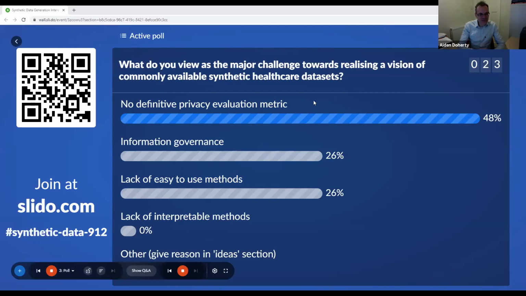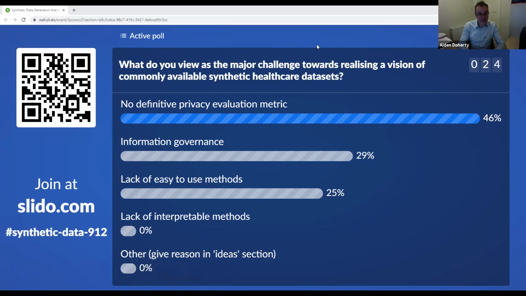And with interest, as I look at Fran's screen here, we didn't try and stage it this way, so I think it's pure coincidence. Thank you to the 23 people who responded to the question. It's really hard to define a privacy evaluation metric, and that's why I'm delighted that we've got Alan Tucker speaking next, talking a little more about this question of how we ensure patient privacy.